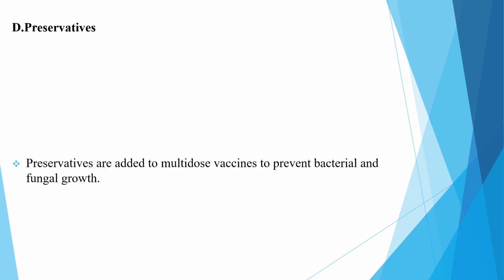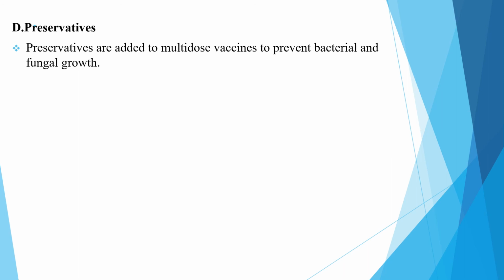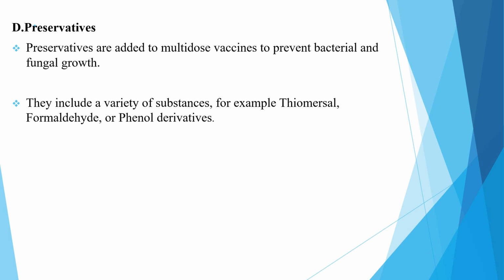The other is preservatives. Preservatives are added to multi-dose vaccines to prevent bacterial and fungal growth. They include a variety of substances, for example, thiomersal, formaldehyde, or phenol derivatives.